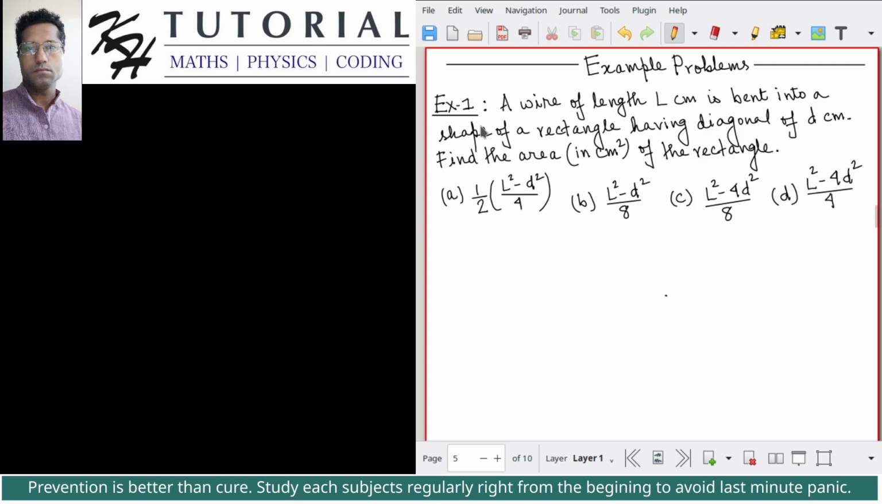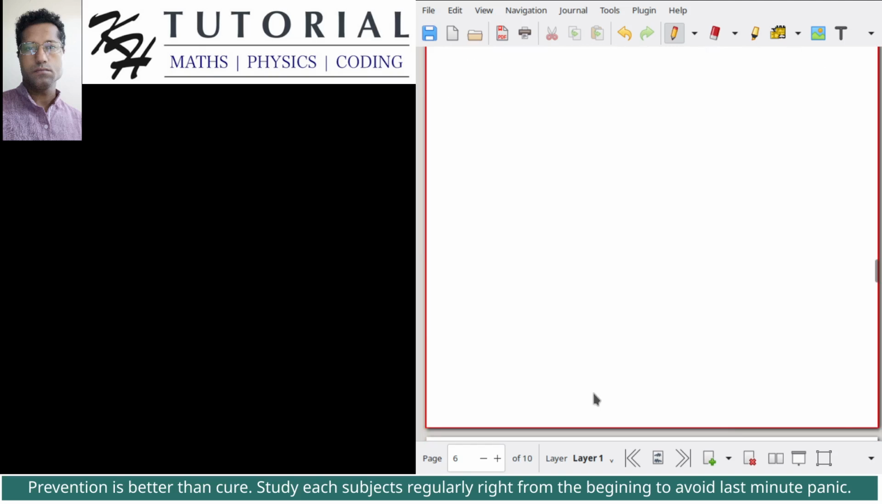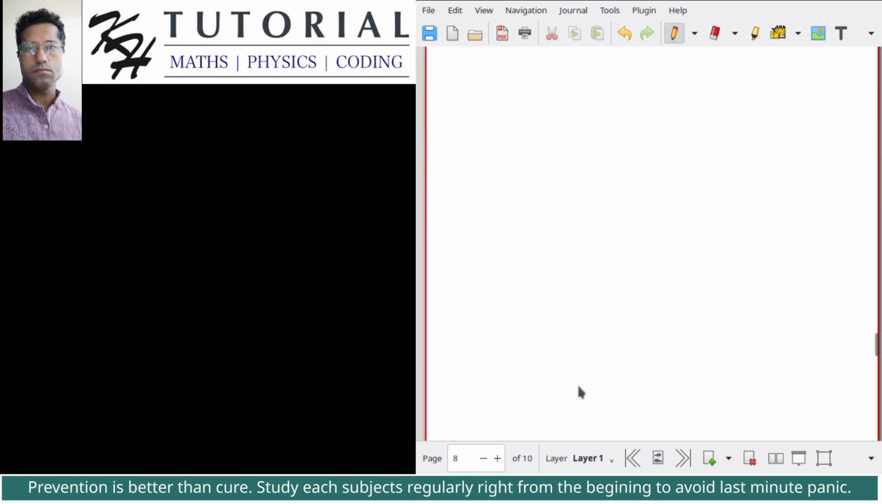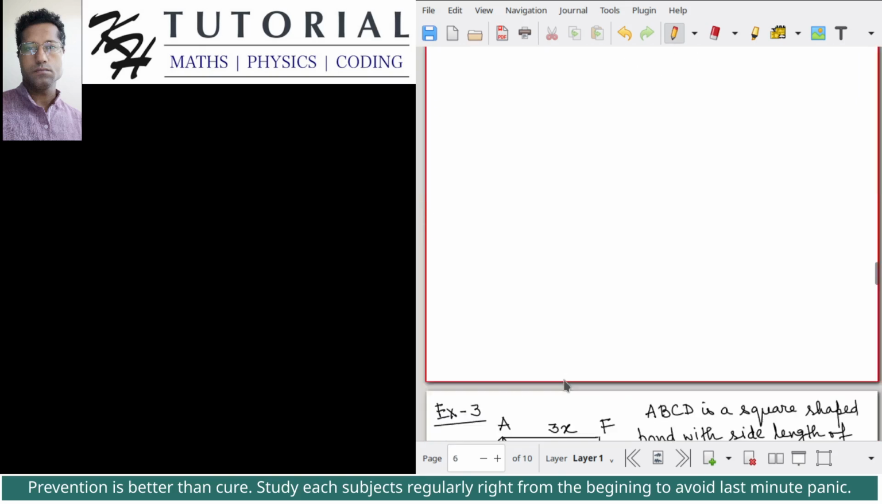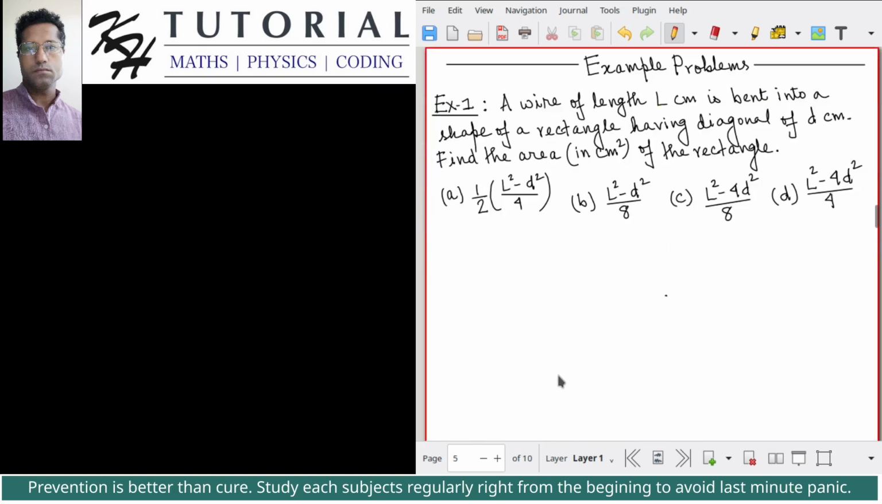So the first problem says, so these are all the multiple choice questions. These questions are all framed by me. I hope I have been able to frame the questions properly, and the correct answer will match one of the choices. Let's see.